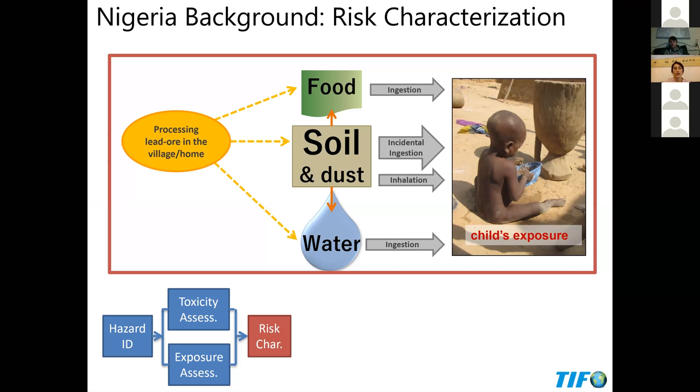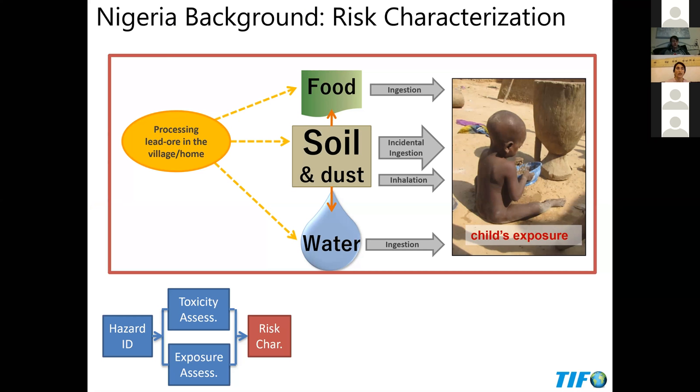So at this point, we've gone through most of the risk assessment process. We've identified lead as the main hazard or the risk driver. We've done the toxicity assessment. We know a lot about lead poisoning. It's one of the most well-understood contaminants that people are exposed to on a daily basis. And we've done our exposure assessment.